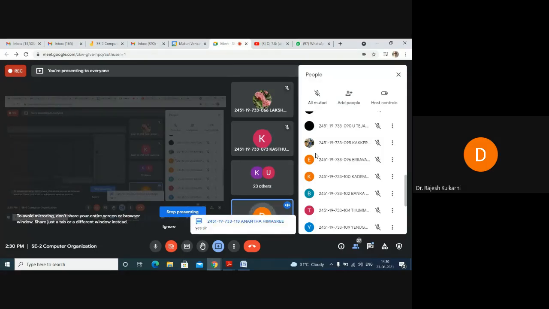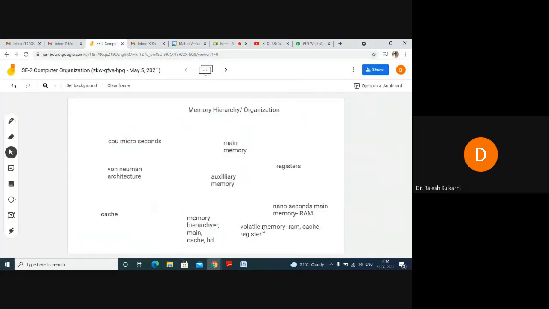Okay, thank you, Himashri. Pujita has said that volatile memory means temporary memory. Perfect, Pujita, you are right. So volatile memory is a temporary memory. What does that mean? If the power goes, the contents of that memory, whether data, instructions or programs, will vanish.